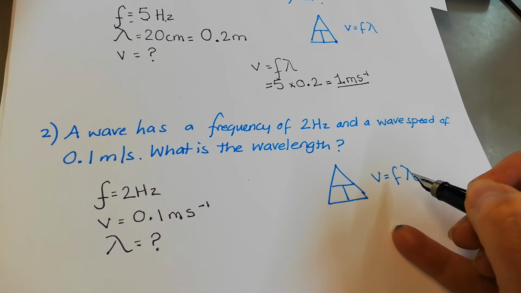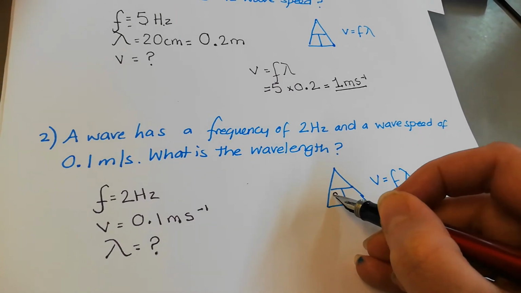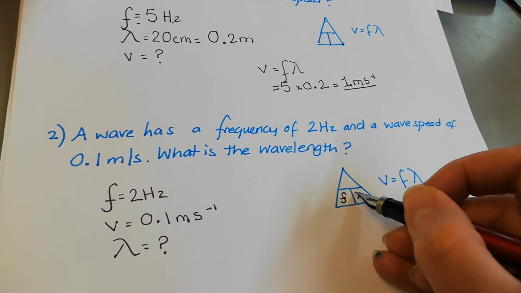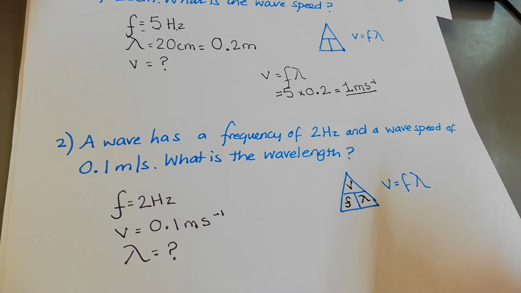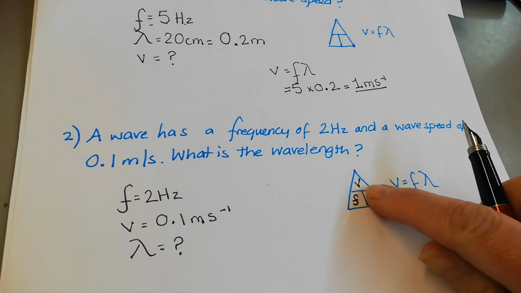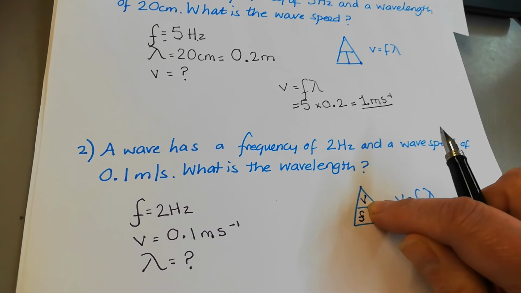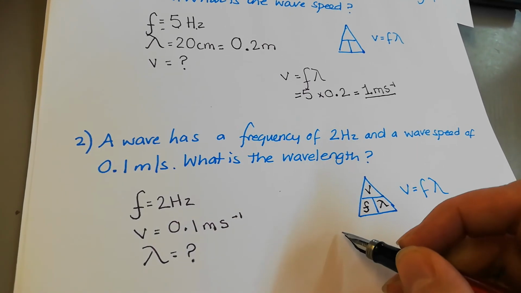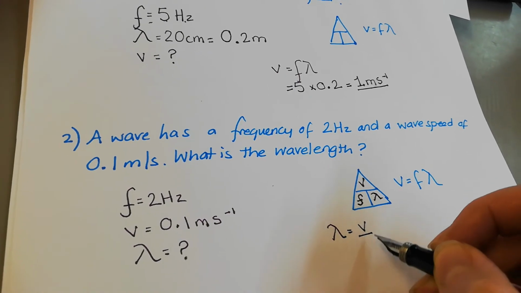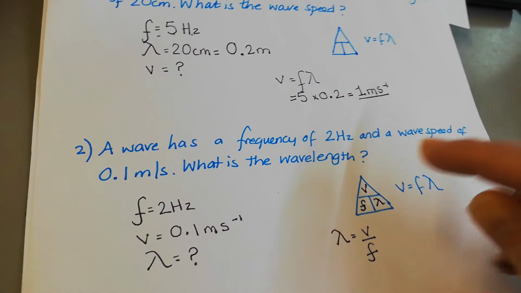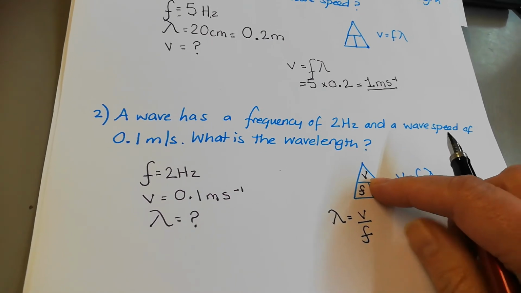Well, frequency and wavelength are next to each other here. The only place they can be next to each other in the triangle is at the bottom. That means V must go on top. So if we're trying to find wavelength, we cover it up, and we can see that wavelength is the velocity divided by the frequency. If you're not sure how I did that, go back and look at my video about rearranging equations. So I cover up the wavelength and I can read that it's velocity divided by frequency.